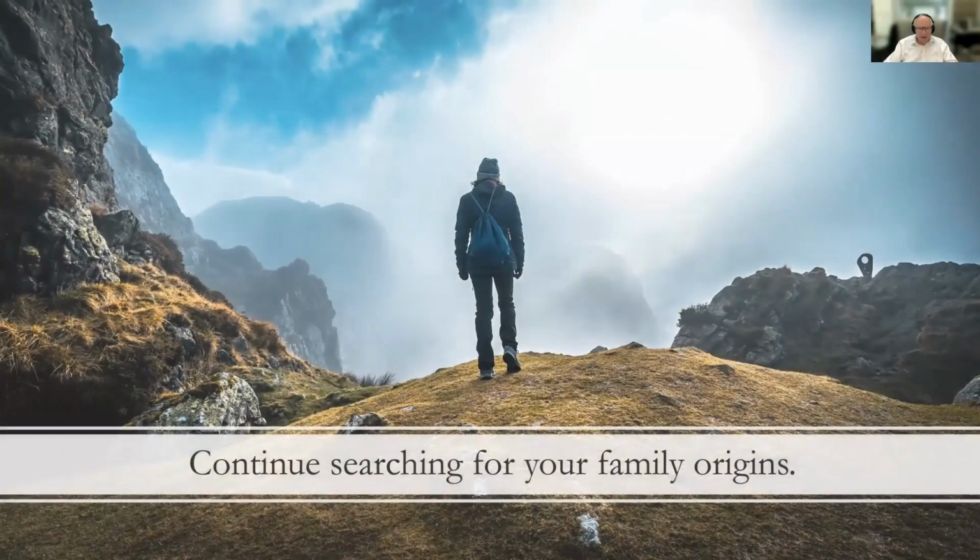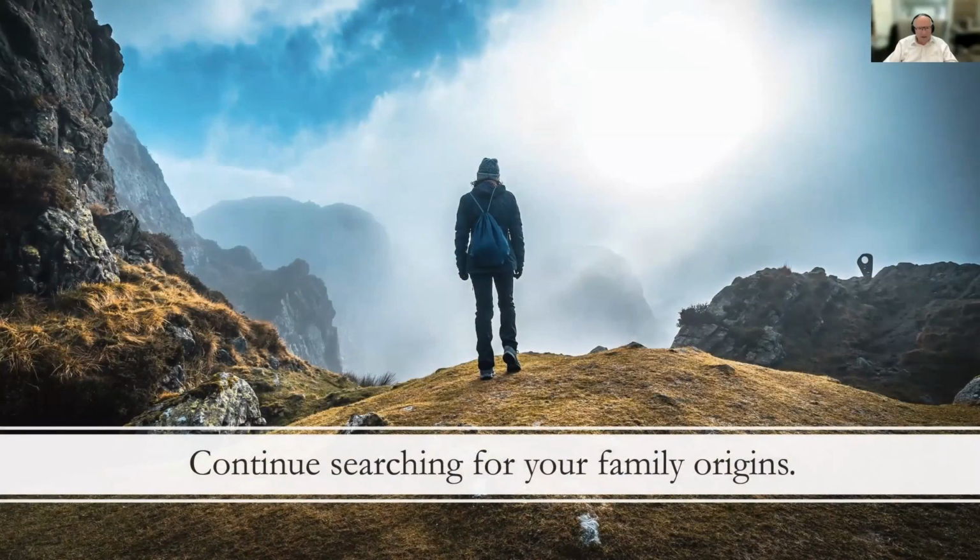Very useful. So this is part of continuing searching for your family origins. And if you make that effort to search, then you're starting off on quite an interesting adventure. And it may lead you to areas that you never knew existed.